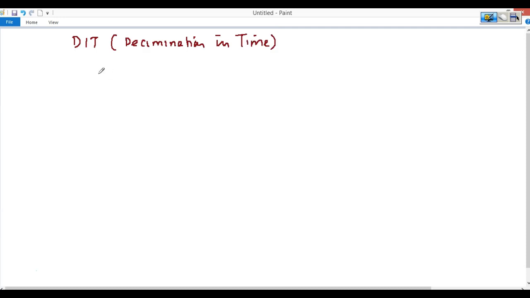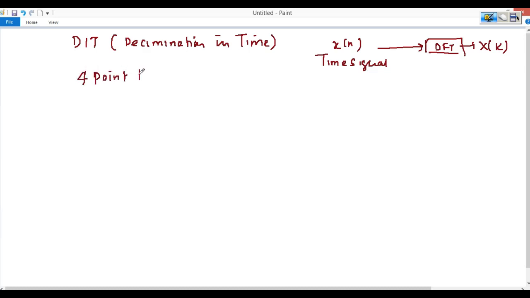Here they will give x of n, these are time signals, and you have to convert them by using the DFT into the frequency signal x of k. I am giving the format for the 4-point DIT FFT, decimation in time fast Fourier transform.